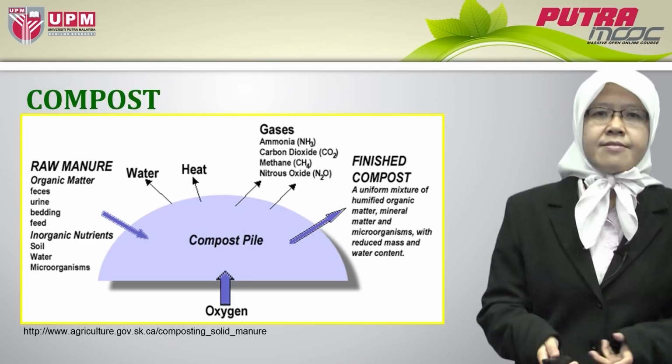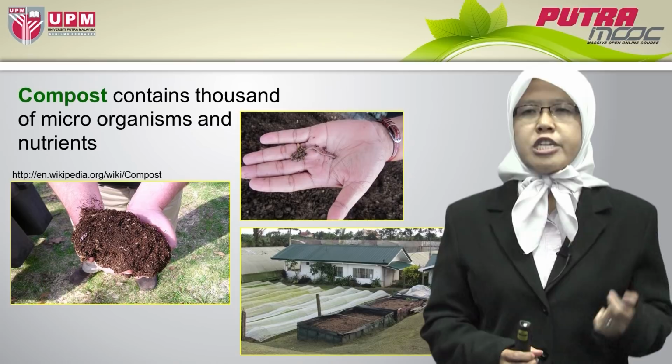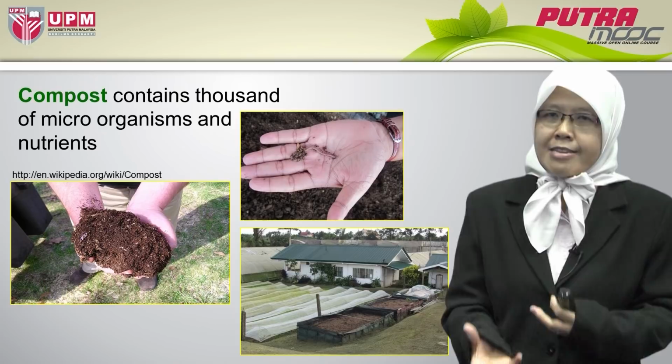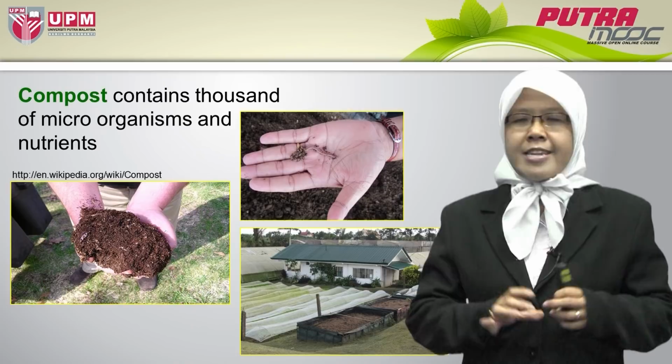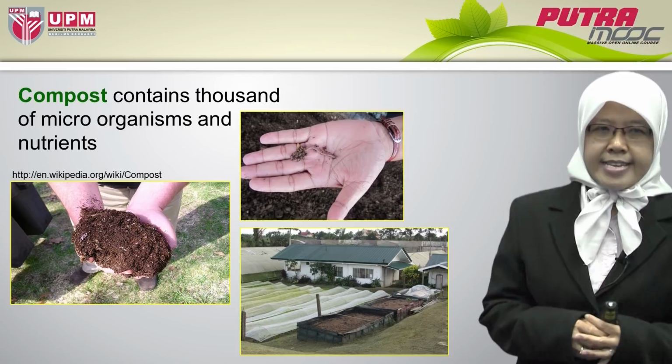Okay, let's see how the finished compost looks. If you can imagine all the food crop residues chopped into small pieces and put in the compost pile, and at the same time all these organic matters, feces from the animals, also put in the compost pile. It doesn't look nice, but if the composting process is done correctly, this is how the finished product looks.